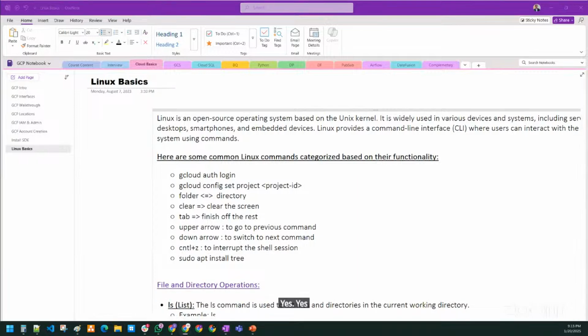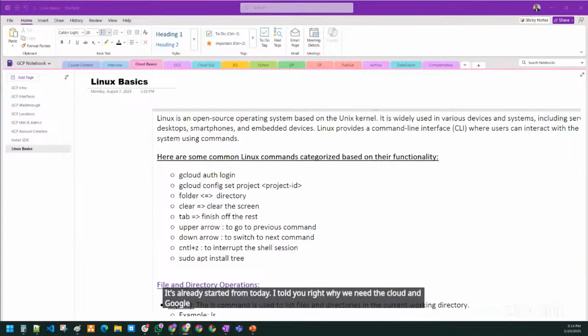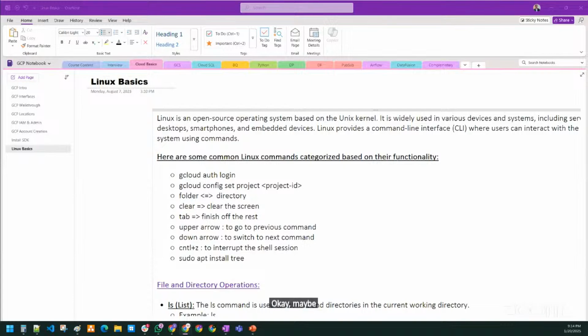Sir, when are the actual sessions going to start? It's already started from today. I told you why we need the cloud and Google Cloud Platform. Tomorrow I'm talking about the GCP interfaces. For the next 3 sessions, I'll take half an hour to clear your doubts. But after that, it's a regular session.